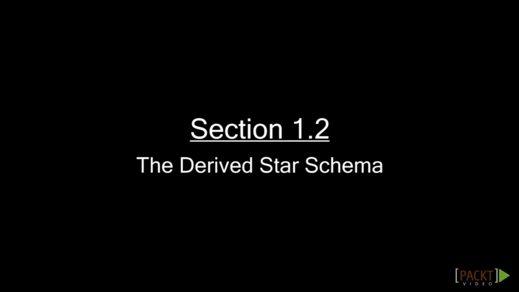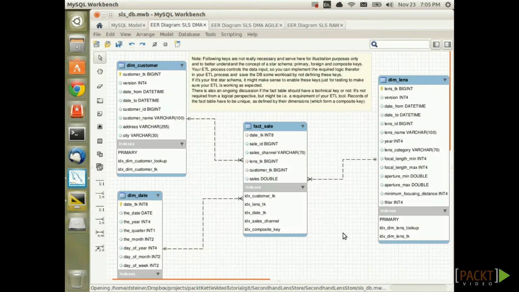Welcome to the second part of the Getting Started section. Previously, we were looking at the raw data. In this session, I will talk you through the derived star schema. This, what you see here, is the star schema I created.